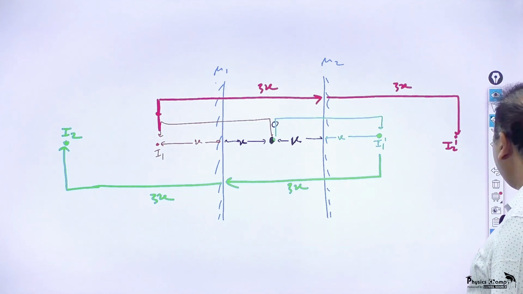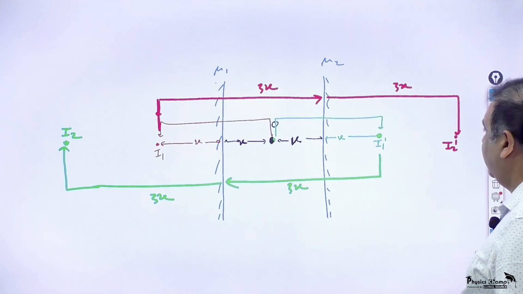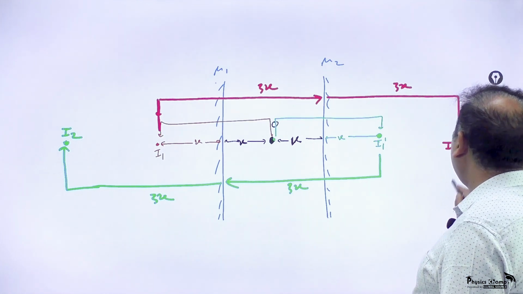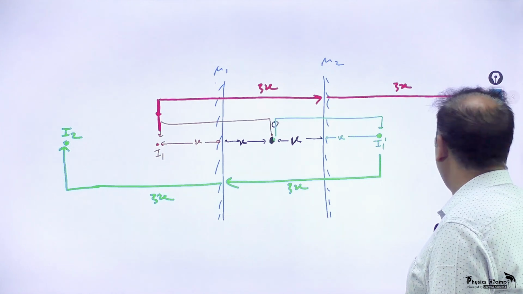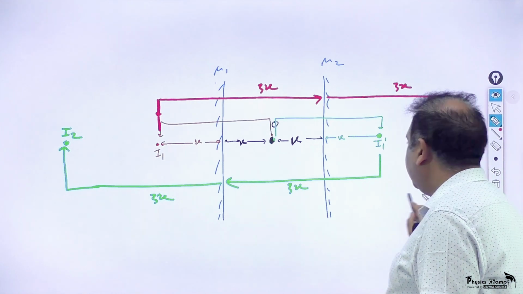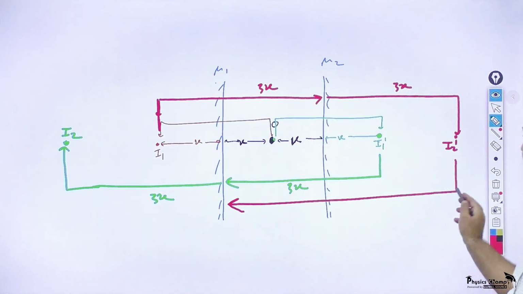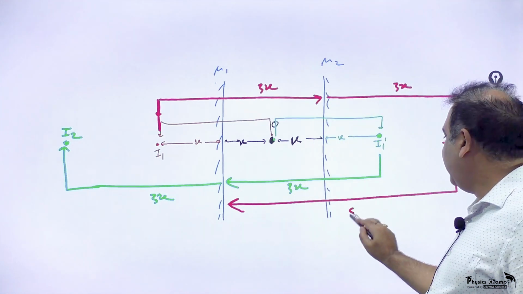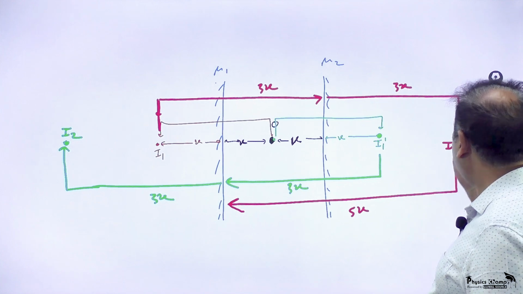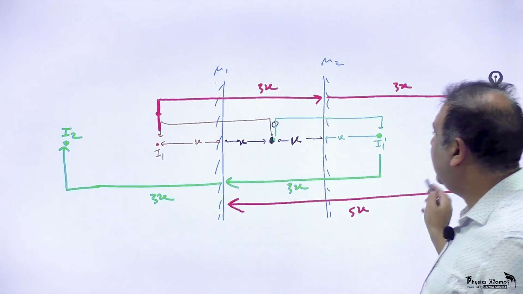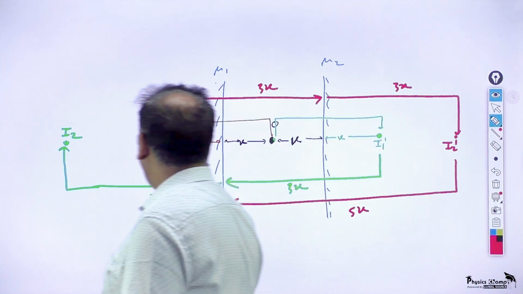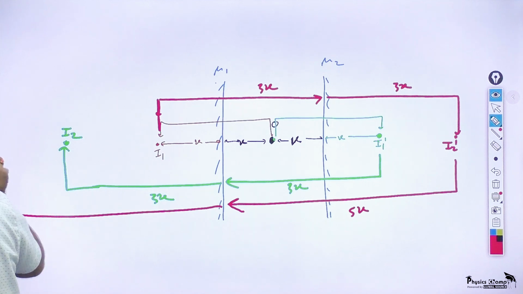And now we see that this I2 dash, which was here at a distance 3x, will also act as a virtual object. So 3x plus 2x, at a distance 5x, this I2 dash is there for mirror M1 and it will form an image I3 at a distance 5x.